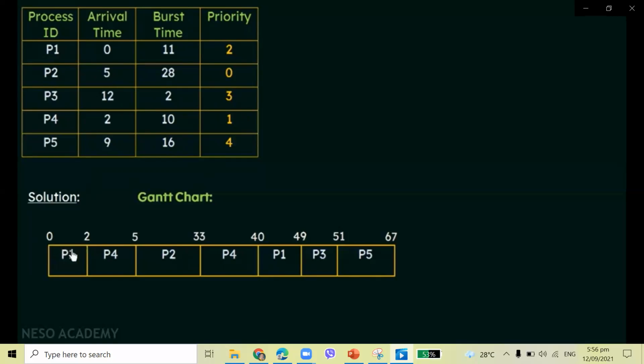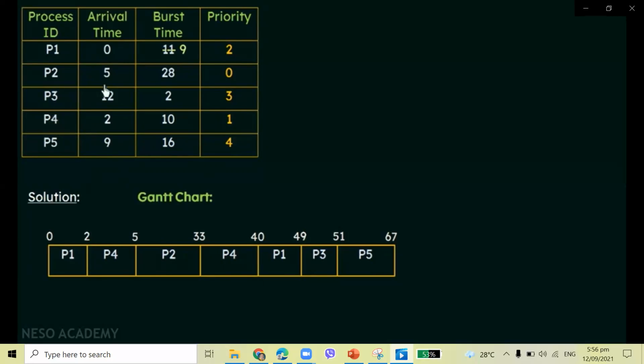So how long did P1 execute? P1 executed just for 2 milliseconds and the burst time of P1 was 11 milliseconds. If we subtract 2 from 11, P1 has a remaining of 9 milliseconds to execute. So P1 will still have to execute for 9 milliseconds the next time it gets the CPU. Right now P4 got the CPU and it's beginning its execution. Let's see, P4 continues its execution and let's see what happens. What is the next arrival time that we have after P4?